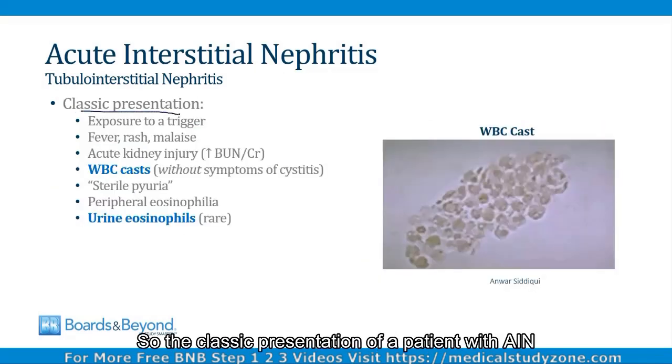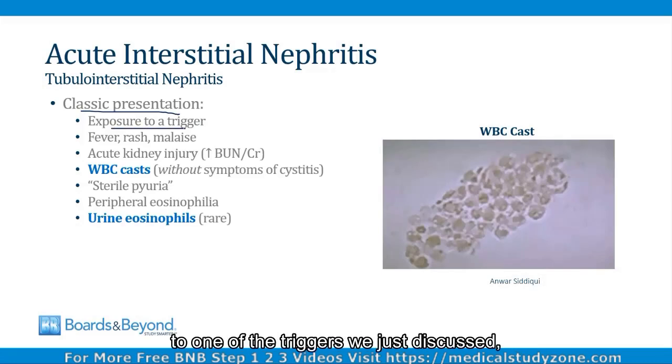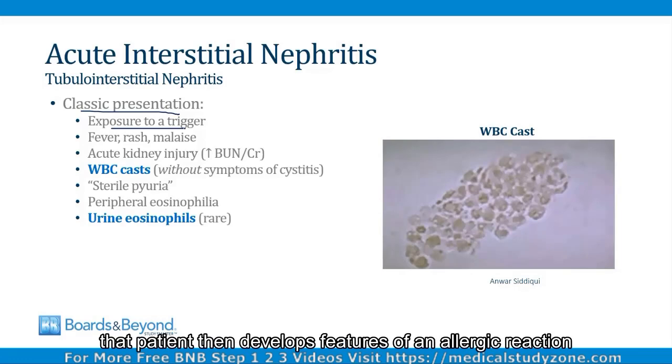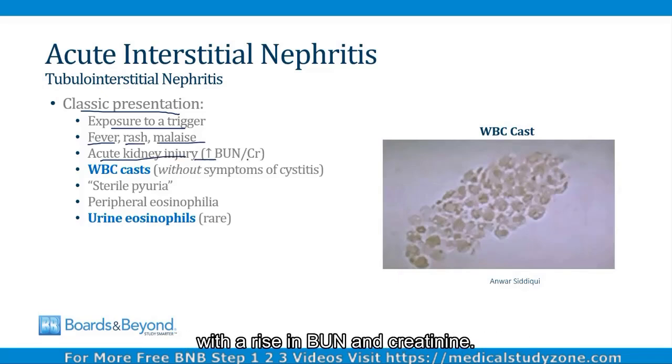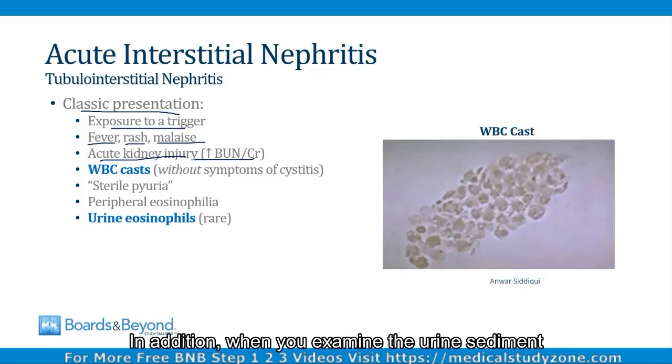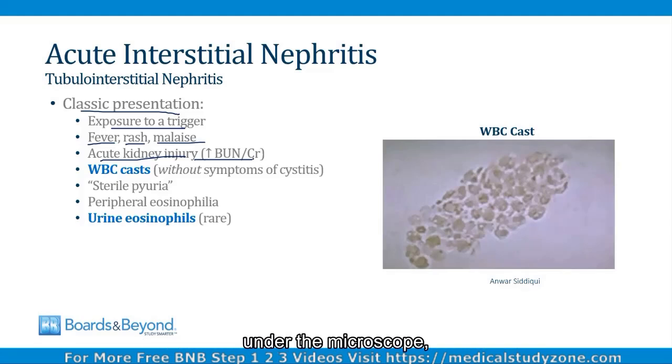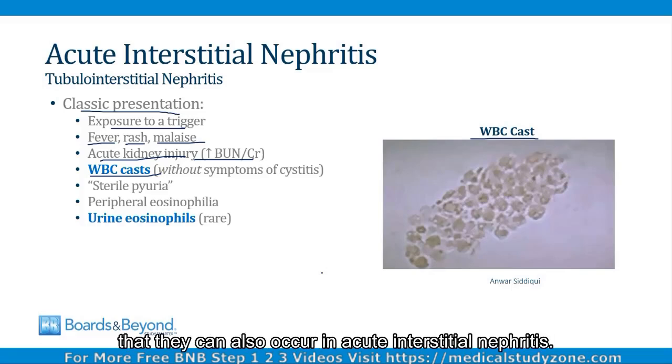So the classic presentation of a patient with AIN is a patient who's exposed to one of the triggers we just discussed. That patient then develops features of an allergic reaction like fever, maybe a rash, maybe malaise, and then lab testing shows acute kidney injury with a rise in BUN and creatinine. In addition, when you examine the urine sediment under the microscope, a classic finding is white blood cell casts. This is a picture of a white blood cell cast shown on the screen here. Normally, white blood cell casts are associated with pyelonephritis, but you should be aware that they can also occur in acute interstitial nephritis.